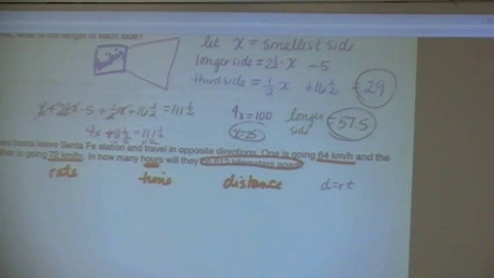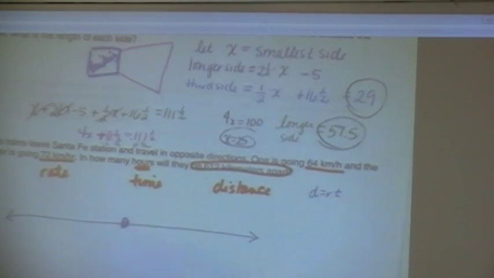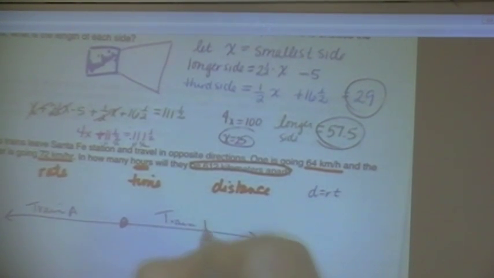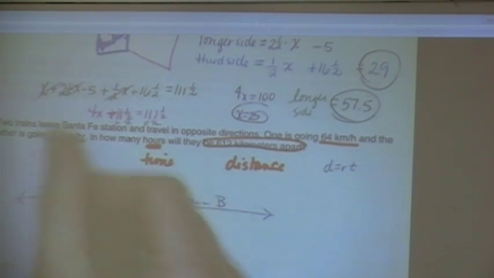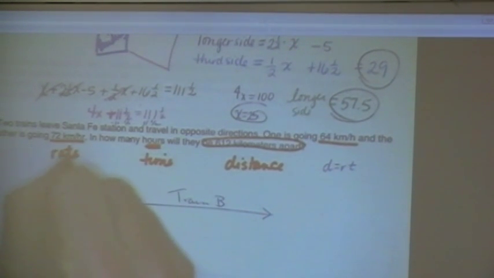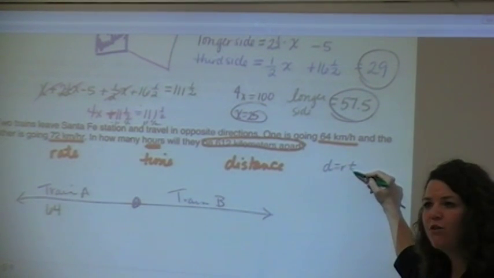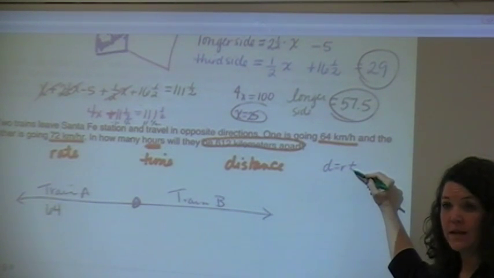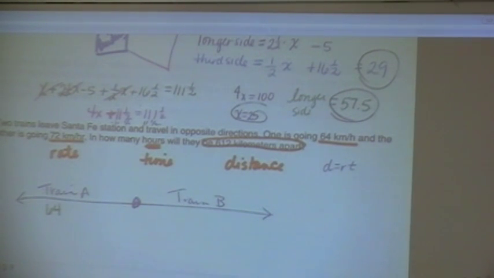Okay, so this is a D equals RT problem. It just so happens that I have two things. So here's the train station. Train A is going one way. Train B is going the other. So train A is going 64 kilometers per hour. For how long? Because I have an R, I need a T. For how long is it going 64? It doesn't say. What do we put when we don't know? X, but we'll put T because it's time.